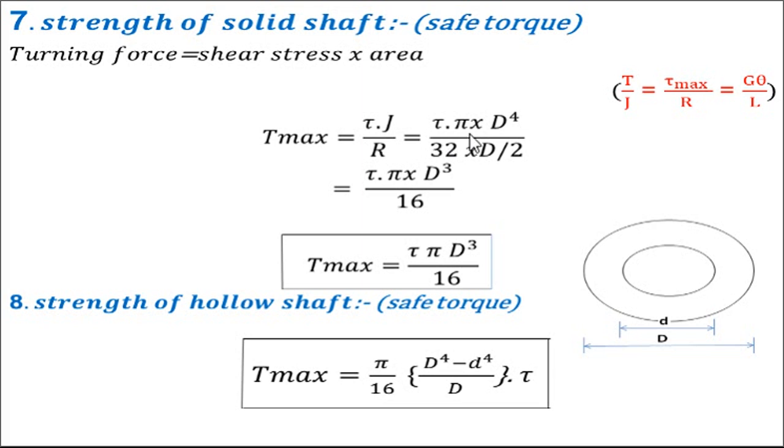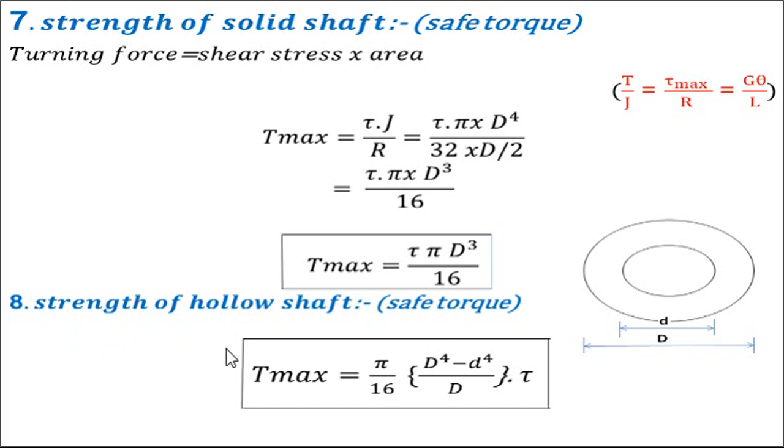Tau J, where J is pi by 32 into d raised to 4, and r is the radius, which is d by 2. Putting all these values, we get the torque, which is the tau max as per the strength criteria equation. This is the overall torsion equation, and we get tau pi d cube divided by 16. So this relation for the strength of the solid shaft, also called the safe torque or maximum torque, can be determined using this formula. You should remember this formula because further problems are also based on it. And this is for a solid shaft.